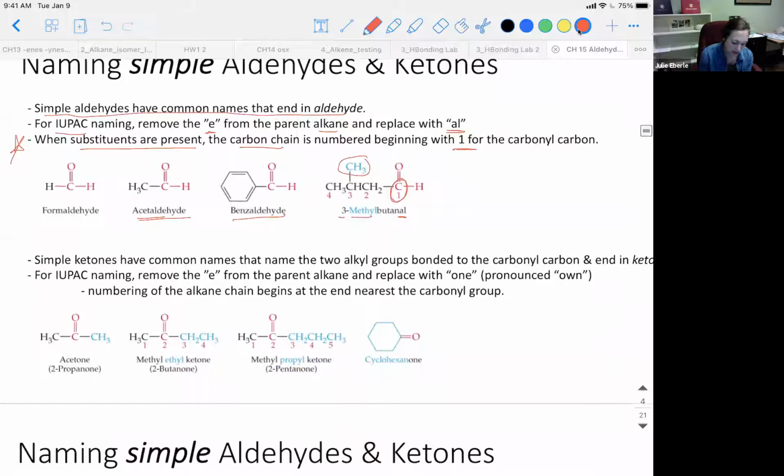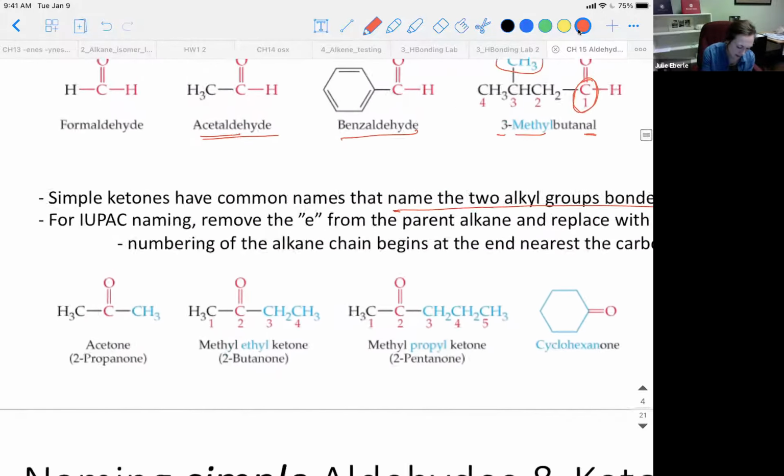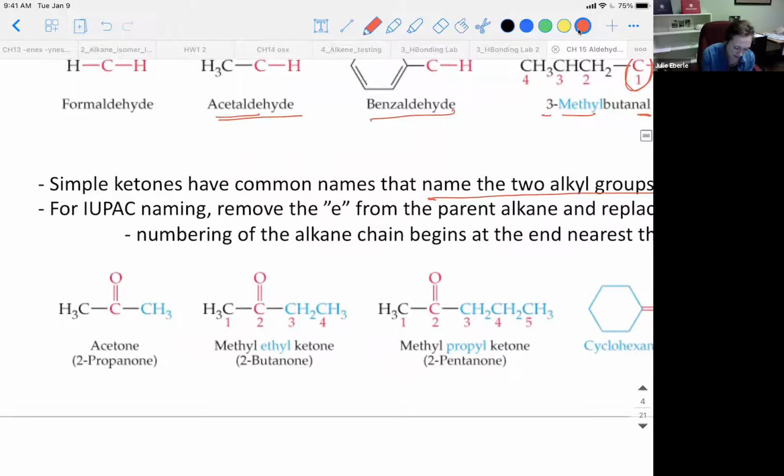Okay, how do we name ketones? Simple ketones have common names. The way you name those is the two alkyl groups bonded to the carbonyl carbon. You just name both sides, very much like an ether, but then you put the word ketone at the end. The best example I have here is this one right here, when they named it methyl ethyl ketone. That's the common name. But then there's the systematic name just underneath.